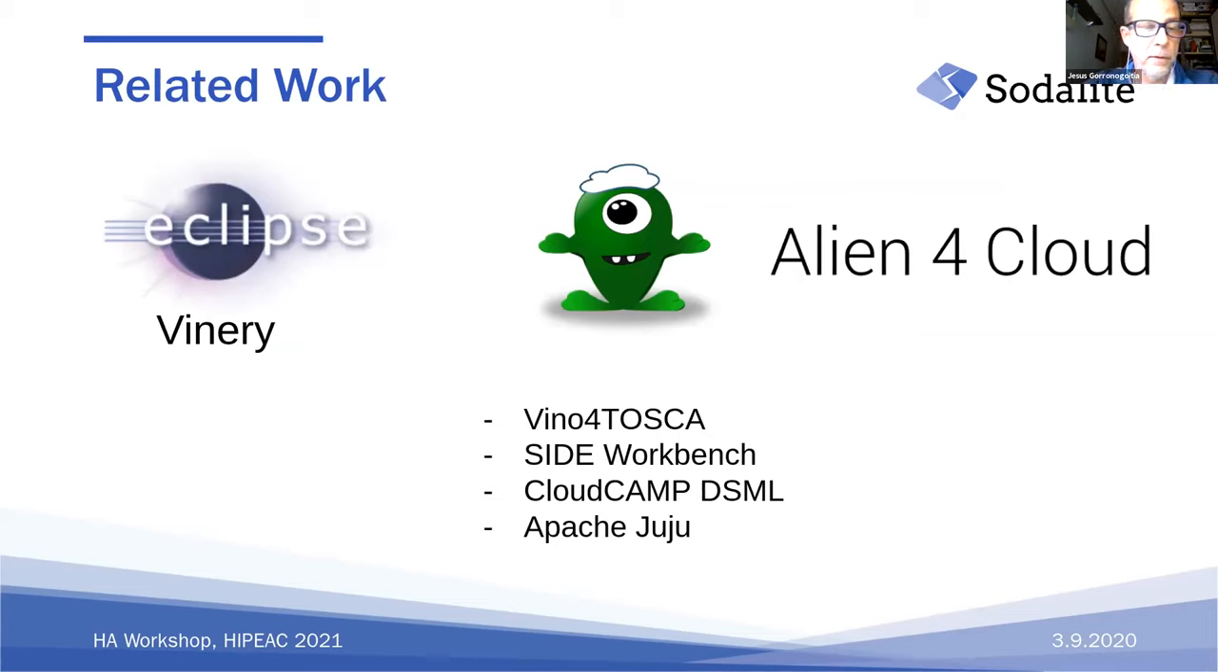In terms of related work, we are aware of different existing solutions. The two most mature, in our opinion, are Winery and Alien4Cloud. Winery is a web-based graphical editor for TOSCA blueprints, which is embedded within Eclipse. And Alien4Cloud is a complete suite that also includes a graphical editor for TOSCA, but supports the entire TOSCA deployment. And there are others listed here. All of them are TOSCA specific. All of them are providing graphical notation and graphical editors. And they are using relational databases in order to store reusable components.